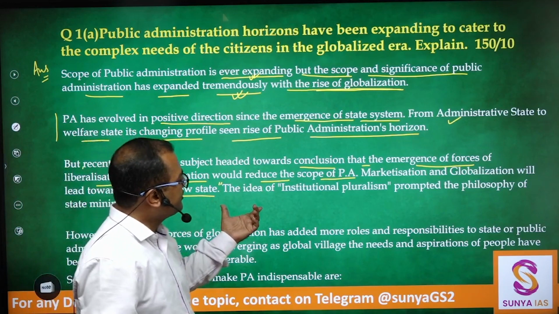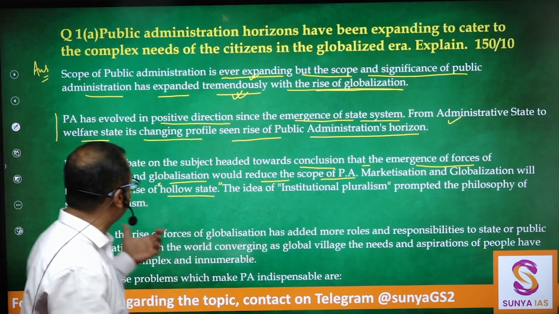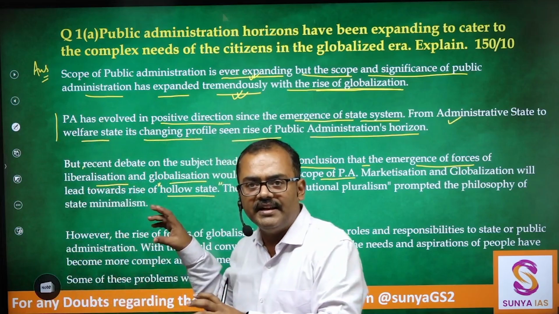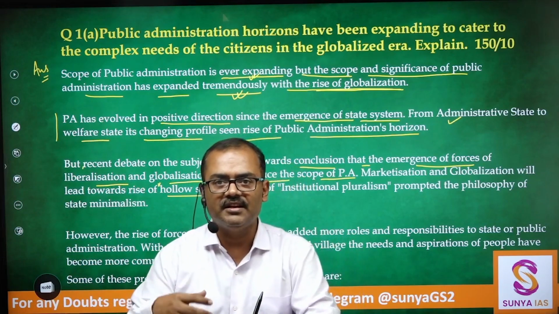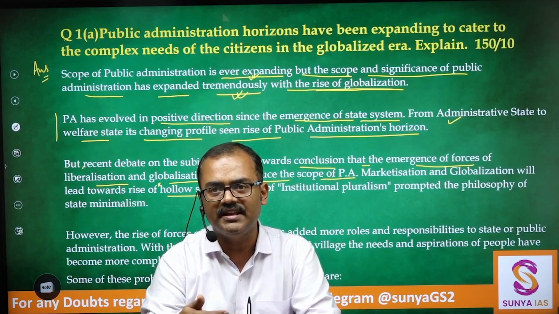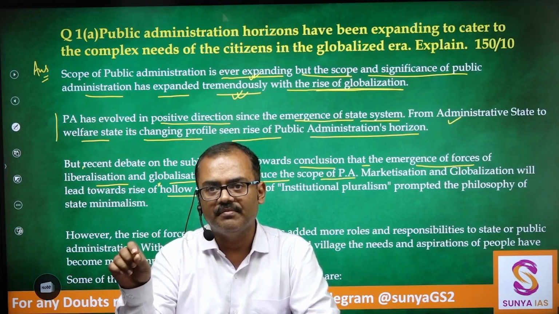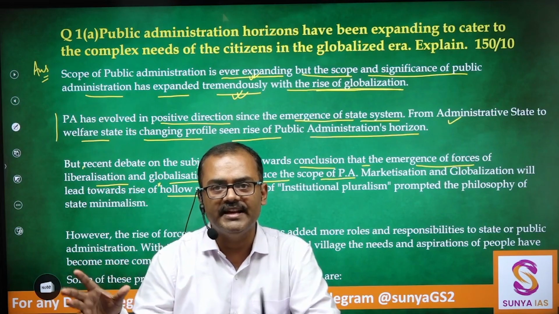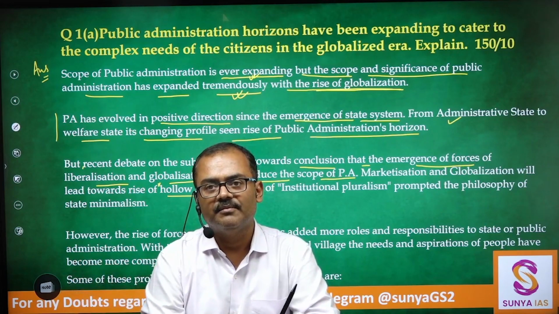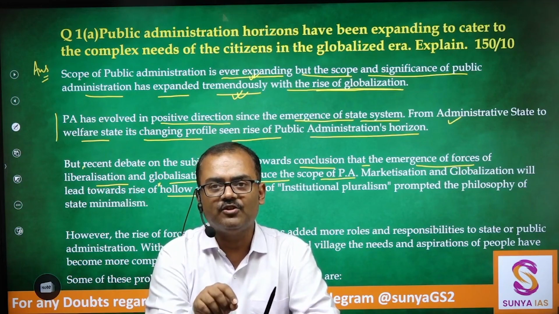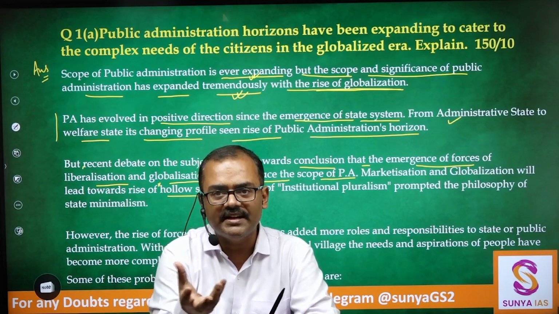The idea of institutional pluralism prompted the philosophy of state minimalism. Here, when writing this particular part, we inserted the theory coming from public choice theory. Public choice theory argues that institutional pluralism, that is multiple institutions, more and more players, that is the market, this philosophy led towards state minimalism, the state will reduce.